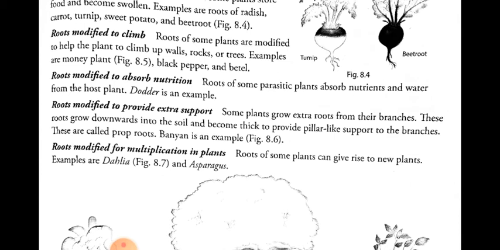The last function of the root is that roots are also modified for multiplication in plants. Roots of some plants can give rise to new plants, as we take the roots of some plants and bury them under the ground. These roots help in multiplication, as in the case of dahlia and asparagus.